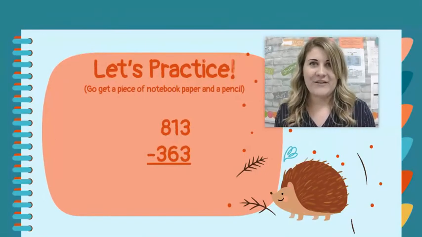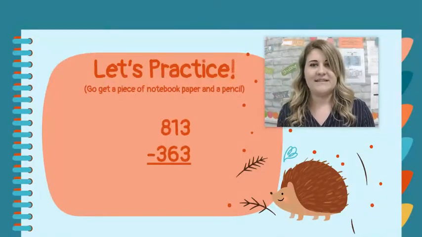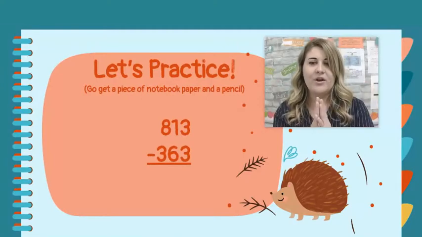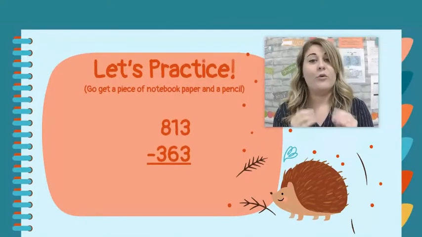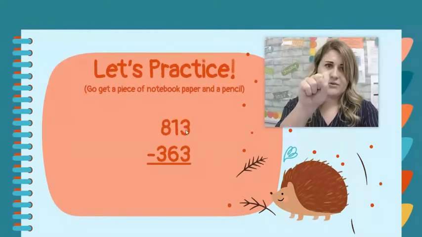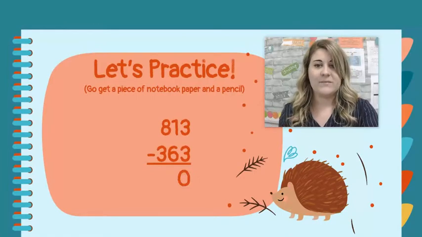All right, now that you have your pencil and your piece of paper, we're going to write down 813 minus 363. Make sure to put that subtraction sign because we are taking away. Notice how we're going to start in the ones place, just like always. Okay, we've got a 3 minus a 3. Number's the same. What does 3 take away 3? 3 minus 3 is 0. So 0 is going to go in our ones place.